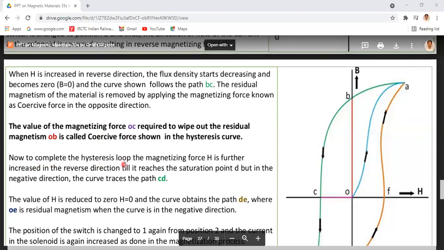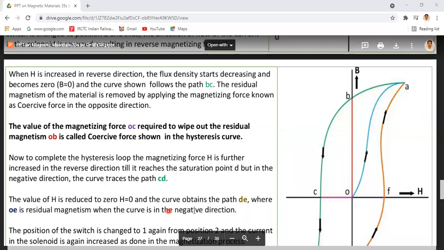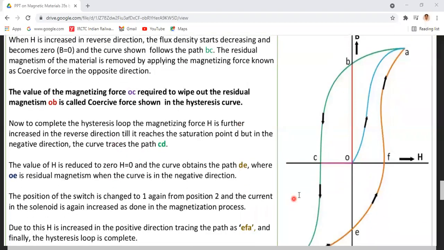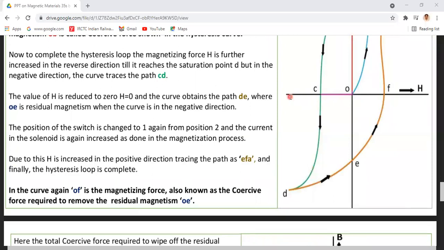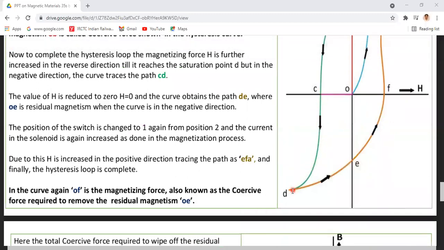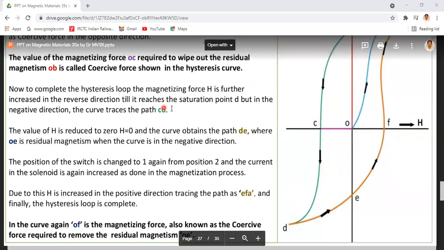Now to complete the hysteresis loop, the magnetizing force H is further increased in the reverse direction till it reaches the saturation point D. Again, from C, as we increase the magnetic field in the reverse direction, the magnetization goes on and we reach point D. D is again a saturation point, so it reaches the saturation point D, but in the negative direction. So the curve traces the path CD.